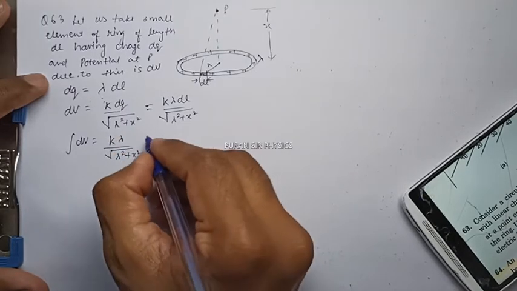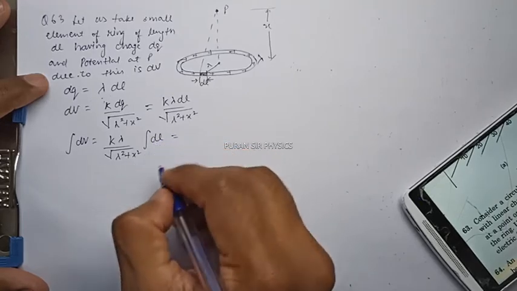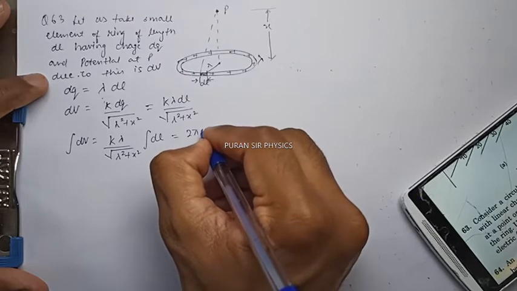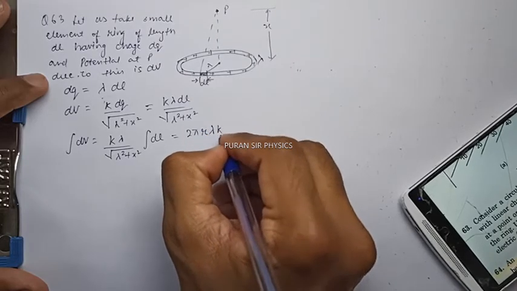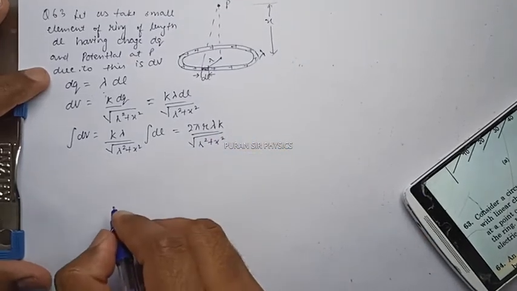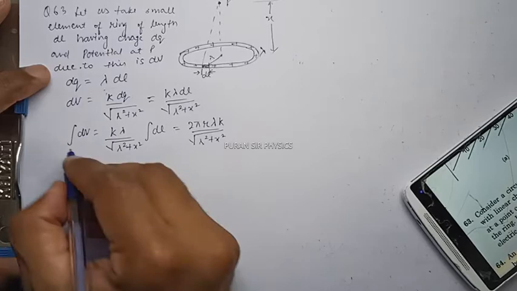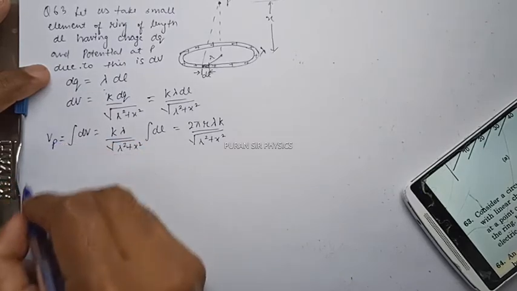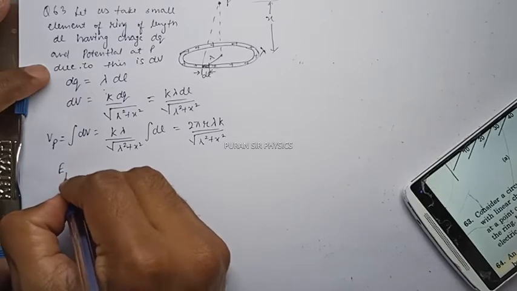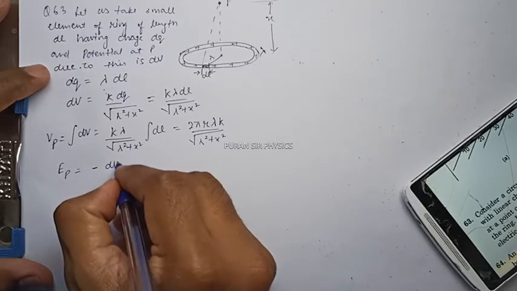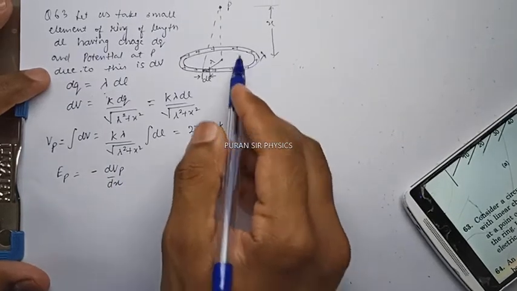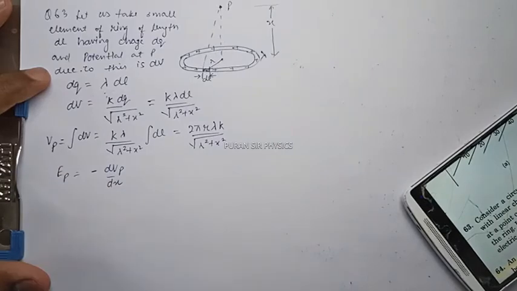This entire thing is constant, so the integral of dl comes out to be 2 pi r. So this is the expression for potential at point P due to the ring. Now we have to find the electric field at P. So it will be minus dVp by dx, where x is the distance which is varying.